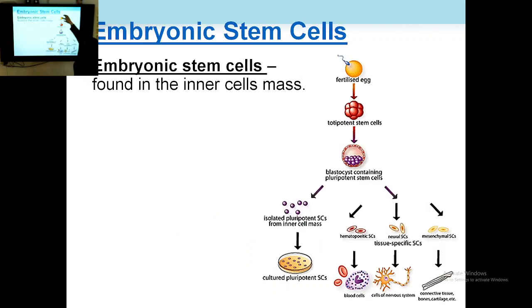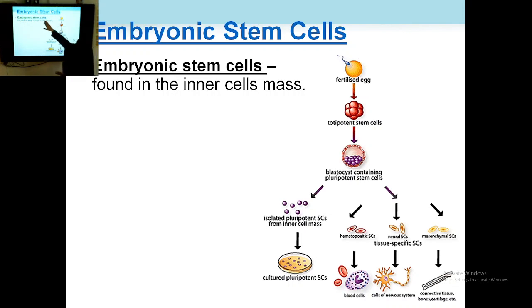Let's check again. This is the fertilized egg, and after a few divisions, it will form totipotent stem cells. These totipotent stem cells, after a while, will form a blastocyst, and inside the blastocyst there are pluripotent stem cells. These pluripotent stem cells will form many types of cells after differentiation and specialization. So again, we can isolate these pluripotent cells in the lab to form cultured pluripotent cells that will produce many types of cells like neurons, muscles, and blood cells, and so on, okay?